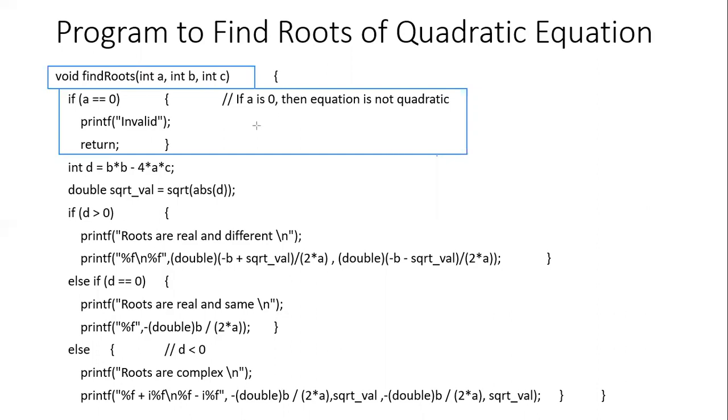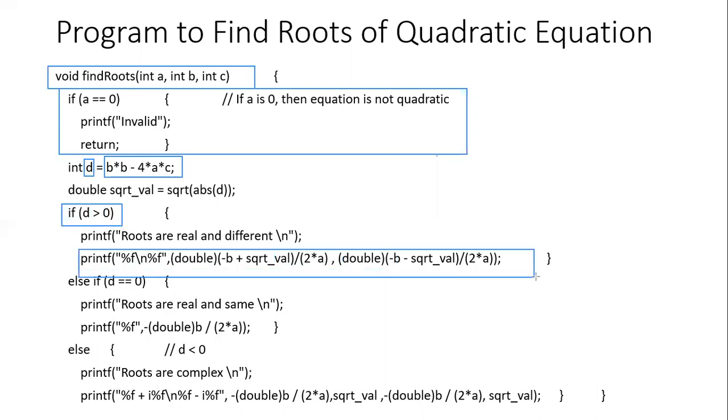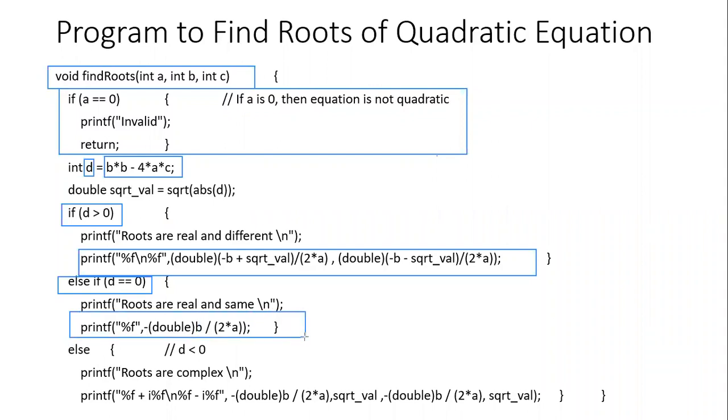Now, if the value of a is not 0, then we are just going to compute b square minus 4ac, and the result will be stored in D. Then simply apply the three rules that have been given in the last slide. If the value of D is greater than 0, then please compute this and return. If the value of D is equal to 0, then you are supposed to return this. Else means that the value of D is less than 0. That means you are going to return this.